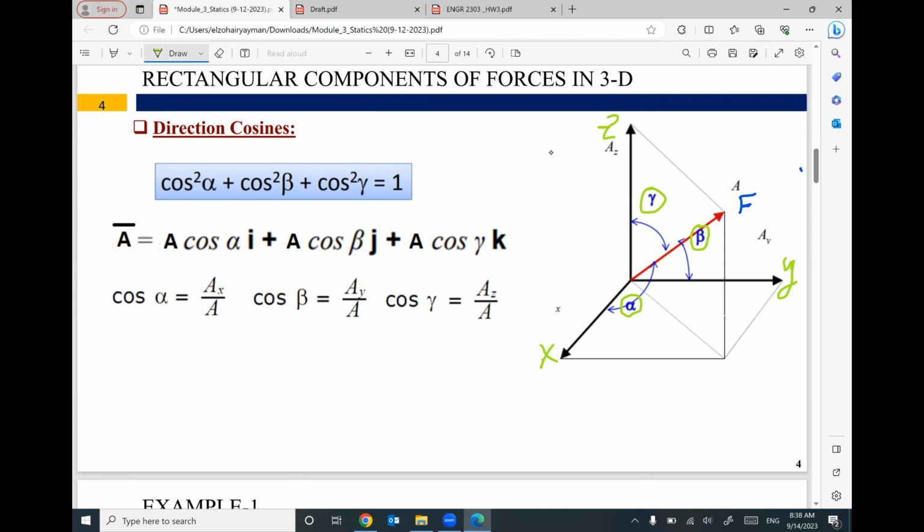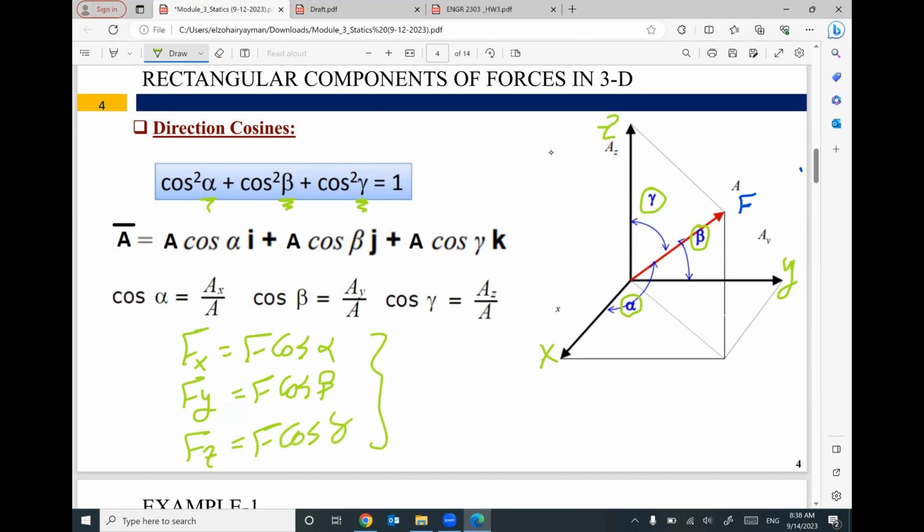Sometimes one of them is missing. We can figure out the missing one using this expression: cosine square alpha plus cosine square beta plus cosine square gamma equal 1. If you have this situation, your x component for the force will be F cosine alpha. Your y component of the force will be F cosine beta. Your z component of the force will be F cosine gamma. Make sure you are in this case.